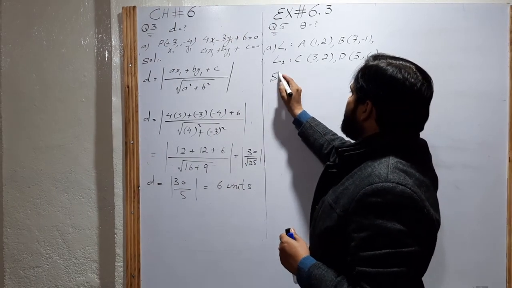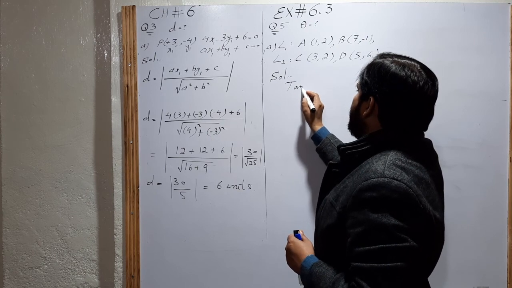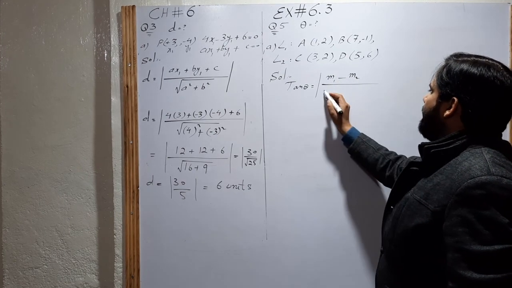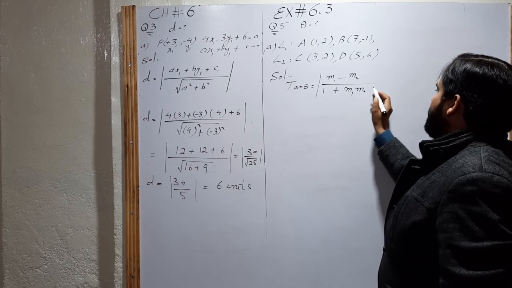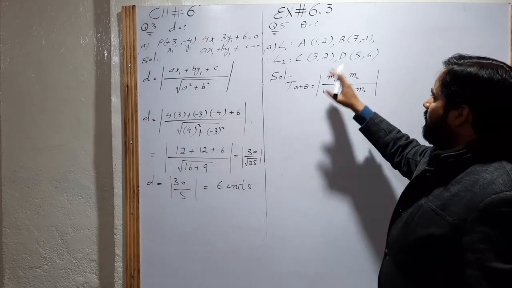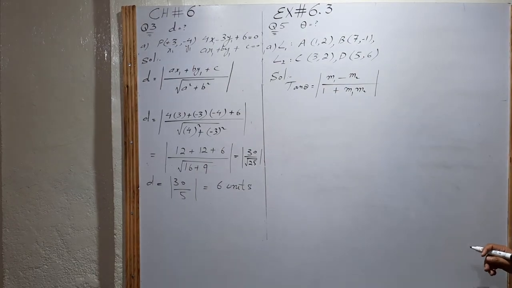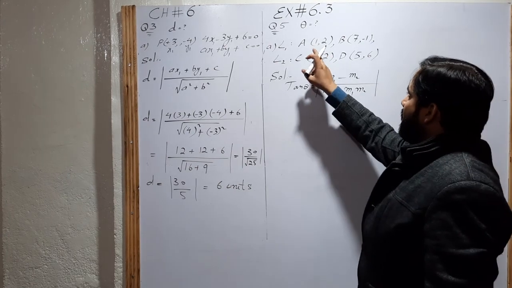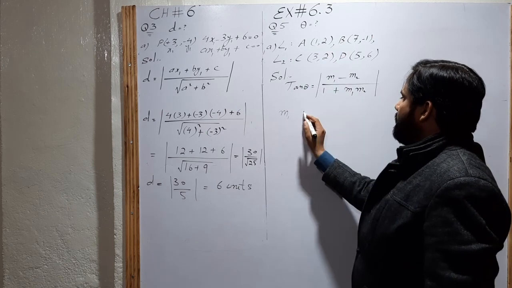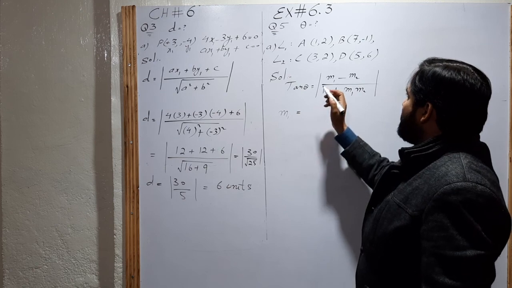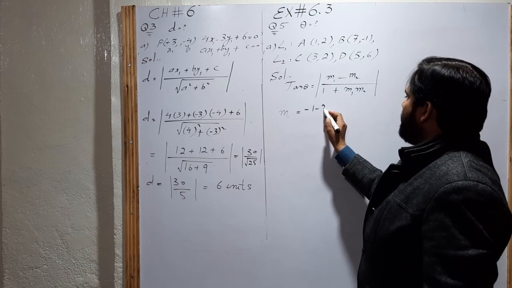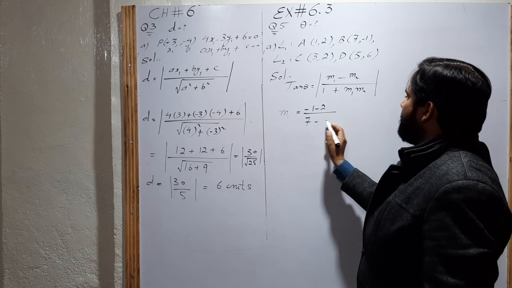So the formula in this case is tangent theta is equal to m1 minus m2 divided by 1 plus m1 into m2, where m1 means the slope of the first line and m2 the second line. In theory we have already discussed how to find the angle between two lines, and it is the formula for the angle between two lines. First of all, we find the slope of the points AB. Say m1 is the slope of AB, and the slope between 2 points formula is y2 minus y1 divided by x2 minus x1.